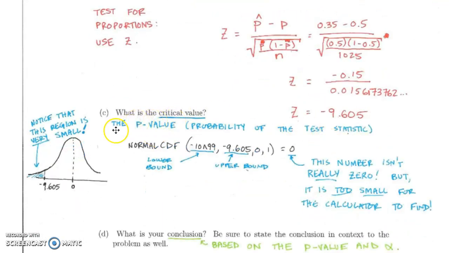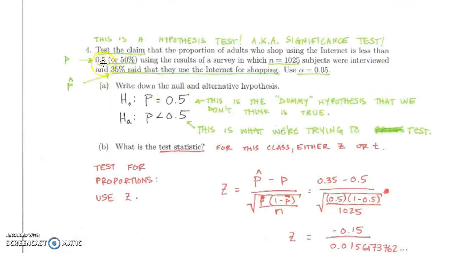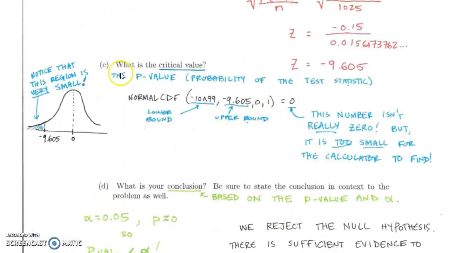Then the next thing we're supposed to do is find the critical value. We're really not finding the critical value, we're really finding the p-value, which is the probability of the test statistic. We're basically answering the question, what's the probability that we get 0.35 as our sample proportion when our real proportion is supposed to be 0.5? They're pretty far apart from each other, which means the probability of getting this number should be pretty low. And that's proven here. Notice that this region is very small.